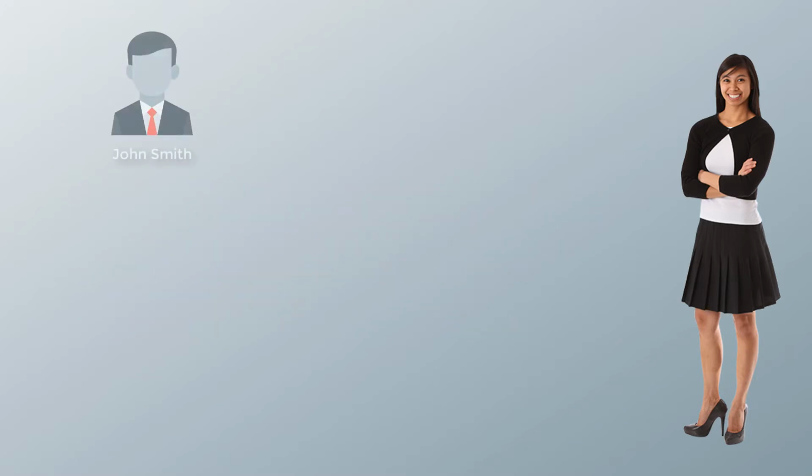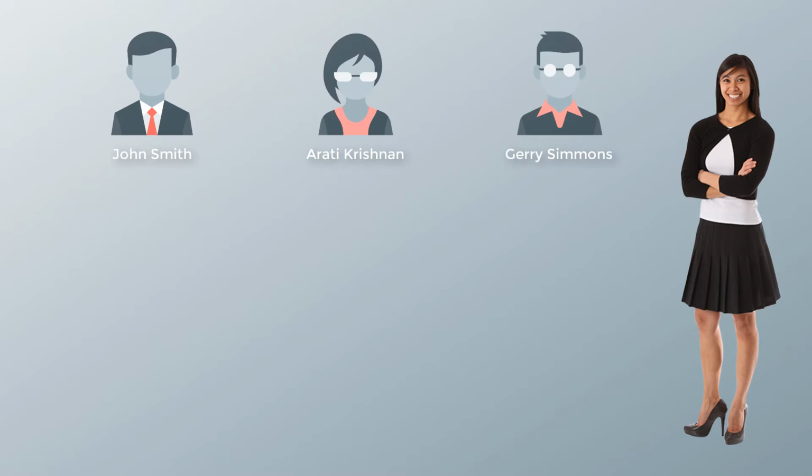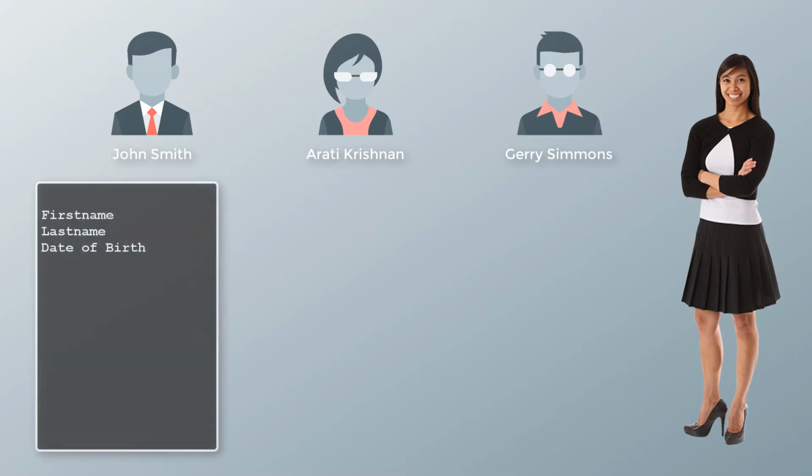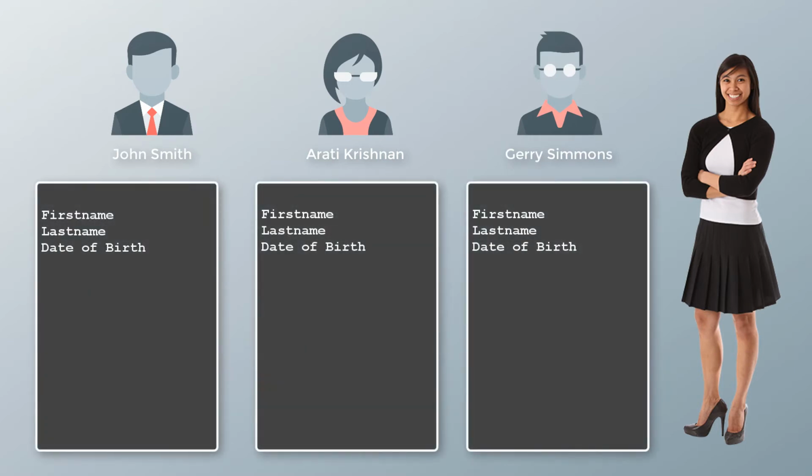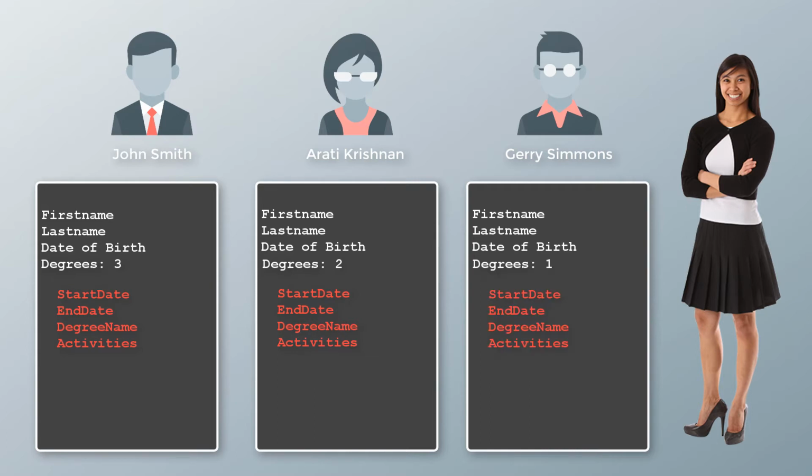To do that, firstly she identifies sample data for three dummy candidates, namely John Smith, Aarti Krishnan, and Jerry Simmons. Apart from the usual information such as the first name, last name, and date of birth, and a few other fields which are common across all candidates, John Smith has 3 degrees with detailed information such as start date, end date, degree name, and activities. Whereas Aarti Krishnan has 2 degrees with the same details, and Jerry Simmons has only 1.